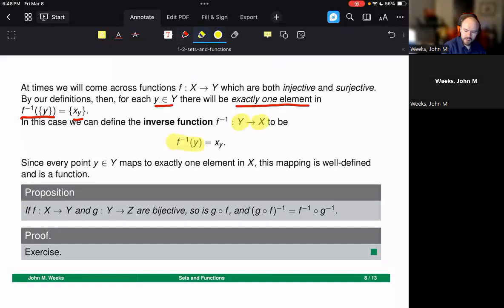And it says f inverse of y is equal to that element in the set f inverse of the set containing y. So this is now a function because for every one point that you map in there, it gives you exactly one point back. This mapping is hence well defined, and it is a function. Interesting things to note is that composition works very nicely here. If you have a function f going from X to Y and g going from Y to Z, and these are bijective functions, then so is the composition of the bijective functions. And the inverse of g composed with f is f inverse composed with g inverse.